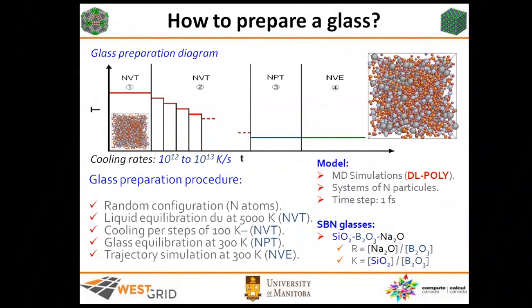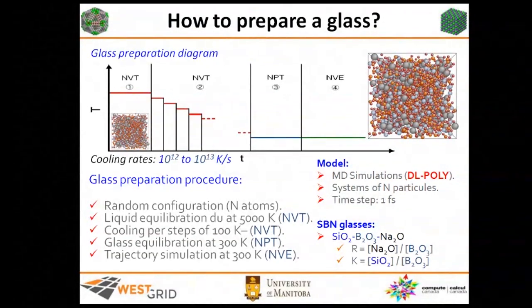We start from a random configuration. You have to generate a random configuration with n atoms. Then equilibrate the system at very high temperature. Here I put 5,000 Kelvin, which can be more, depending on the system. You equilibrate your system at high temperature to make sure that you have a liquid.